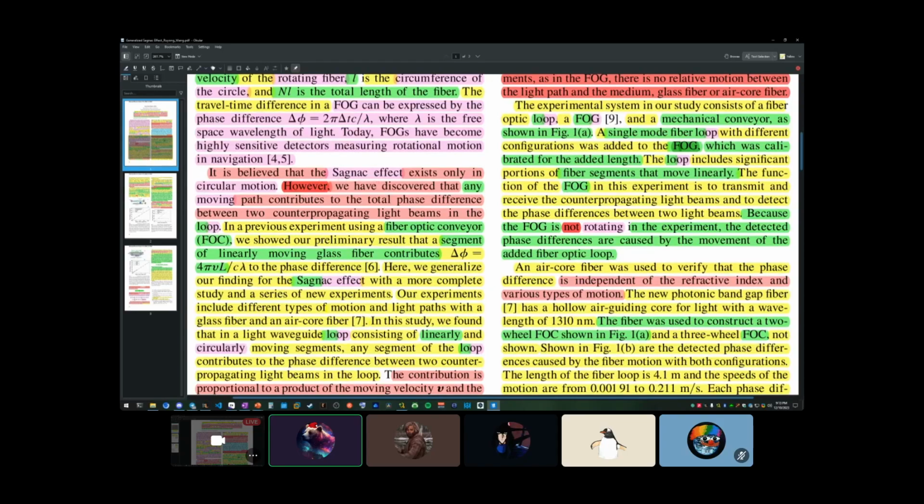However, we have discovered that any moving path contributes to the total phase difference between two counter propagating light beams in the loop.